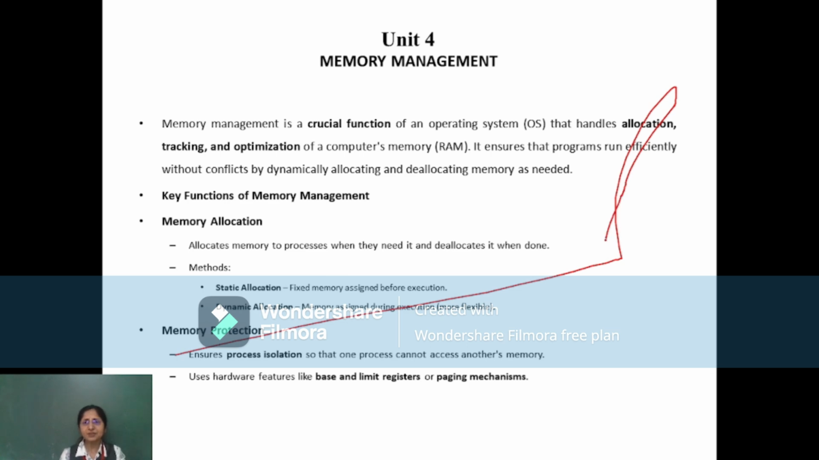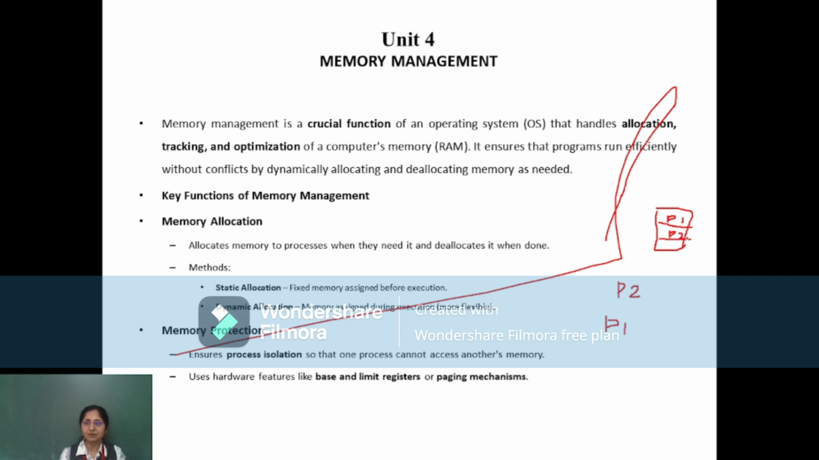suppose we are having the process P1 and P2. So we are having process P1 and we are having the process P2. Now both these processes are copied in our RAM. Suppose this is our RAM. If this is our RAM, this particular memory block is allocated to process P1 and the next block is allocated to process P2.